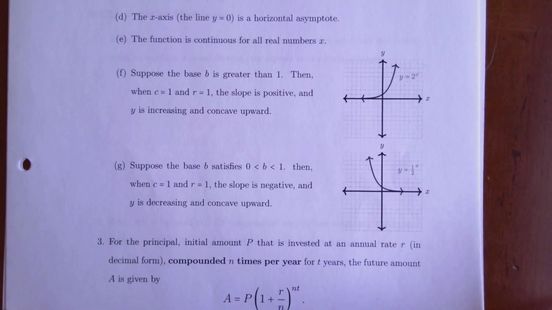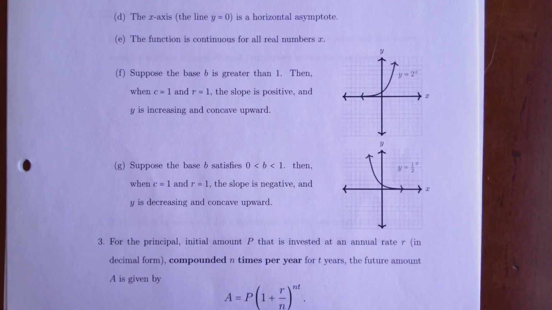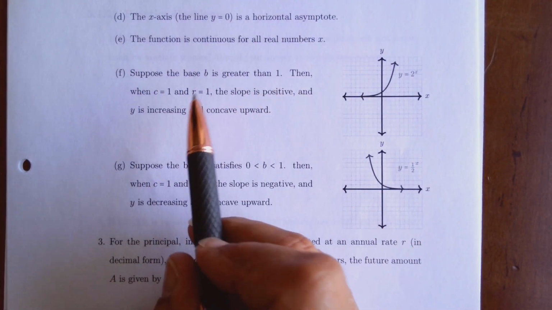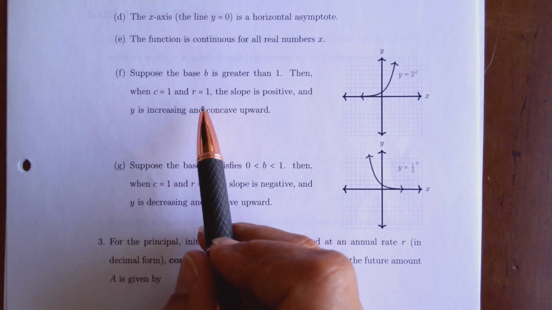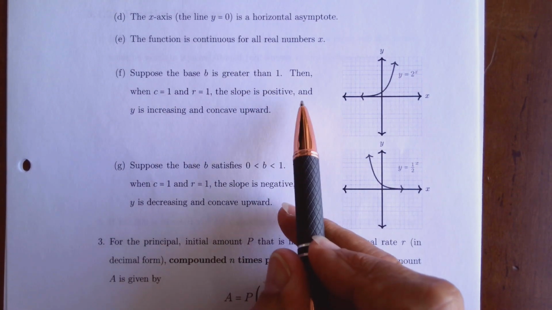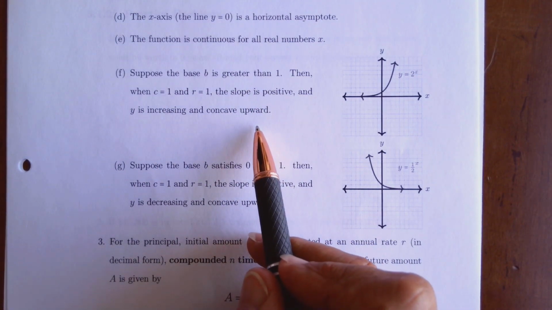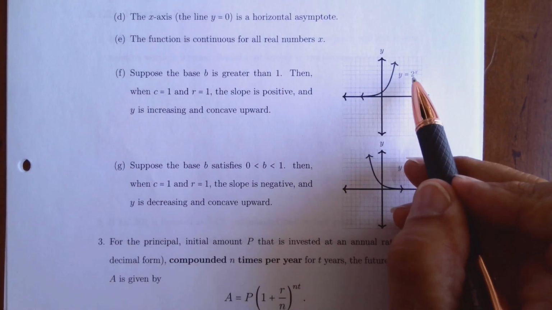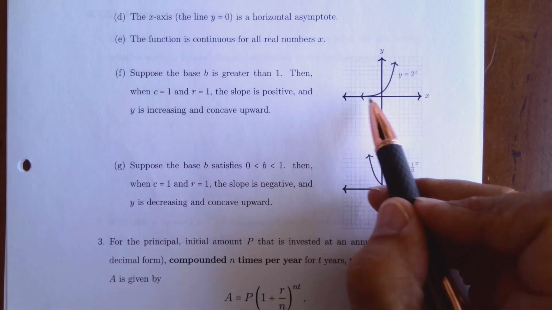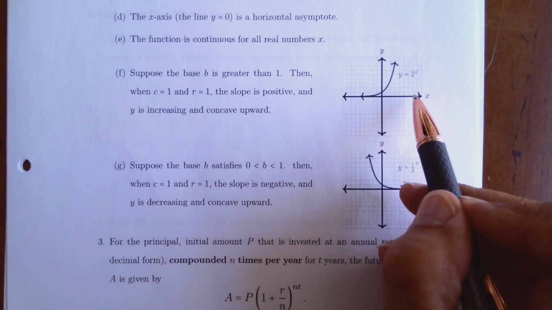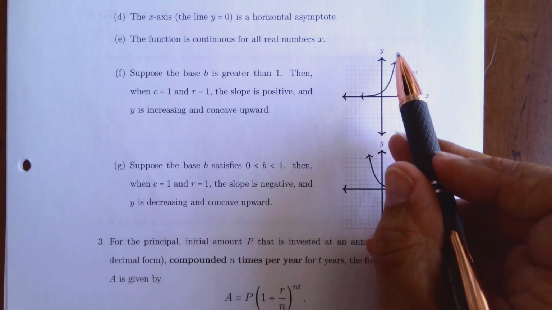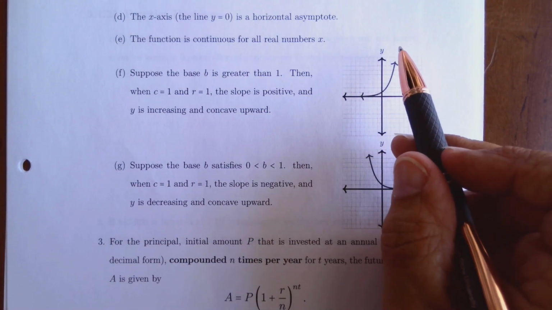Now we've got our two basic ones written here in parts f and g. If the base is greater than 1, then the slope is going to be positive. c is 1 and r is 1. So we're kind of just doing the basic one here. The slope is positive and y is increasing and concave upward. So as long as this base is bigger than 1, your function's always going to look pretty similar to this curve. Never crosses the x-axis. That's your asymptote. We call these exponential growth problems. The y numbers get bigger as x gets bigger.